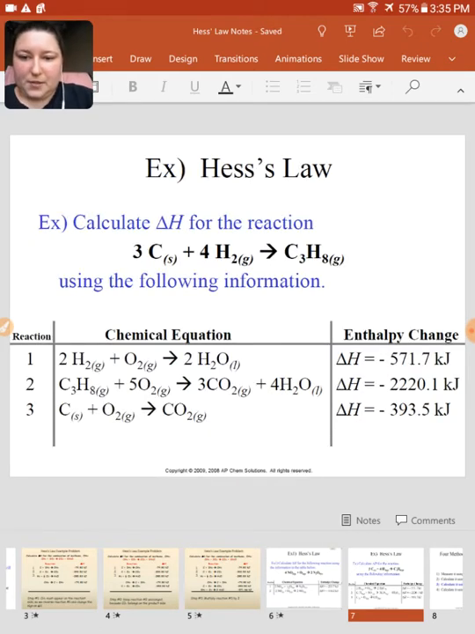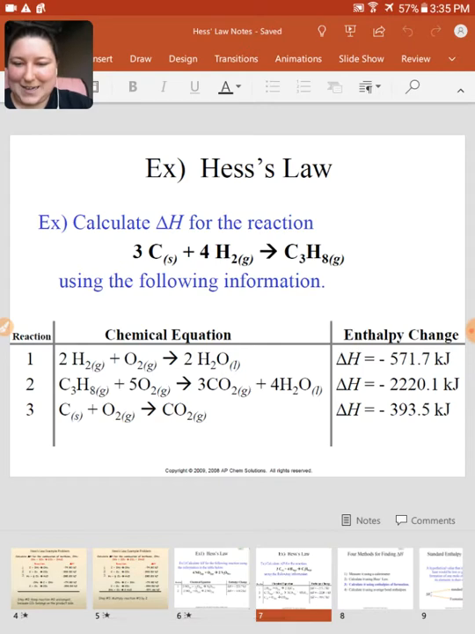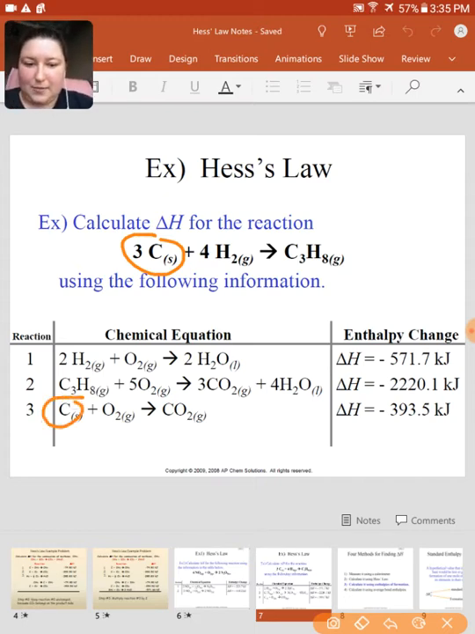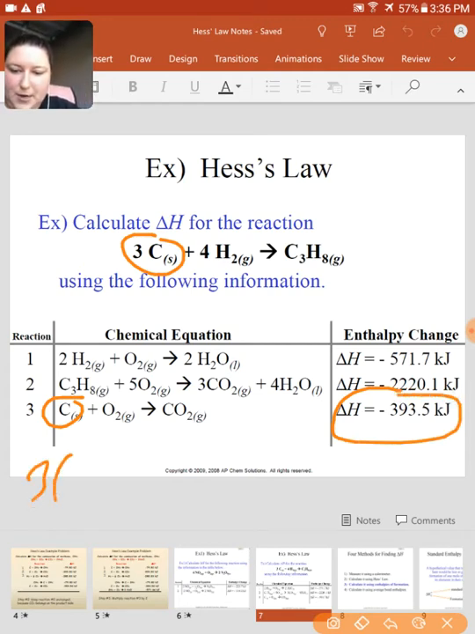Another example: calculate delta H for the reaction of 3C plus 4H2 yields C3H8, using the information below. So what I see is 3C right here, and I see 1C right here. So it's on the right side. I just need to multiply this number by 3. So 3 times negative 393.5. That is ugly, but whatever.